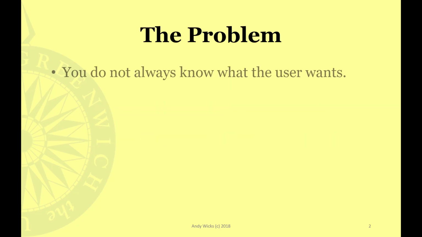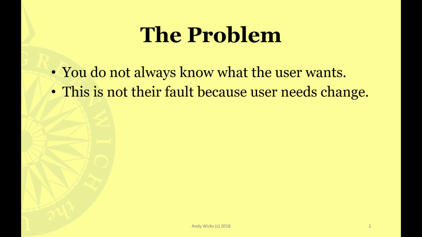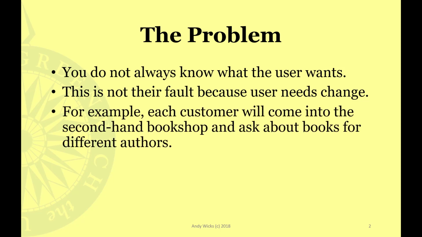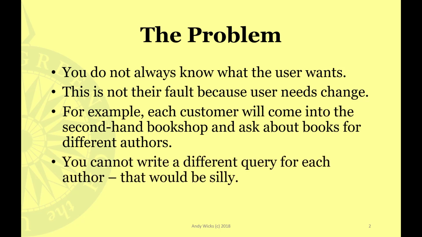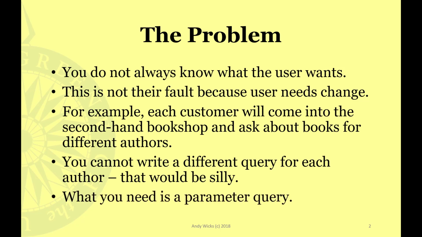The problem is that the users don't always know what they want. Now, this is not their fault because user needs change. So, for example, if we were looking at the bookshop example, each customer would come into the second-hand bookshop and ask about books for different authors. You can't write a different query for each author. That would be silly. So what you need is something called a parameter query.